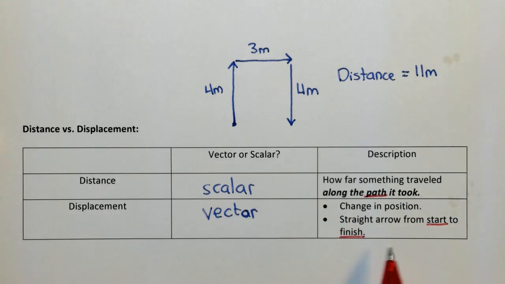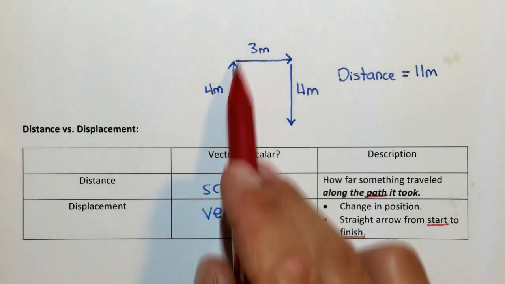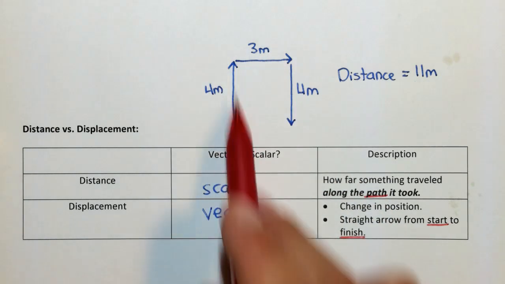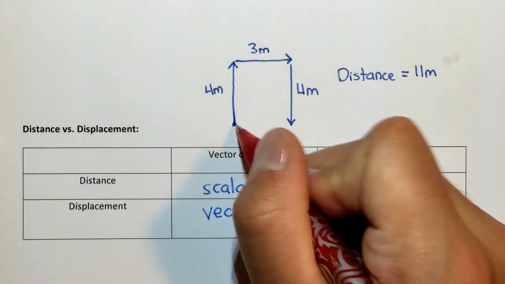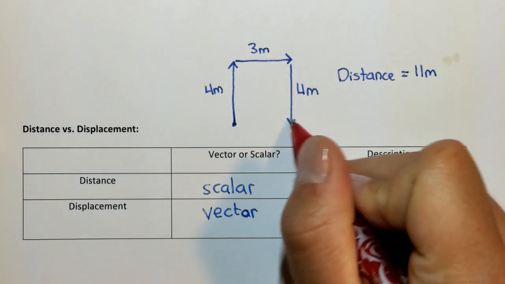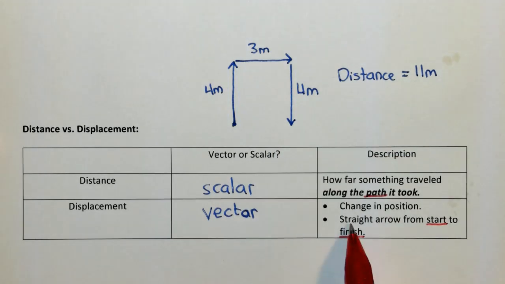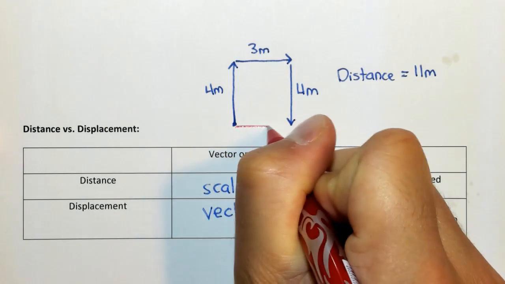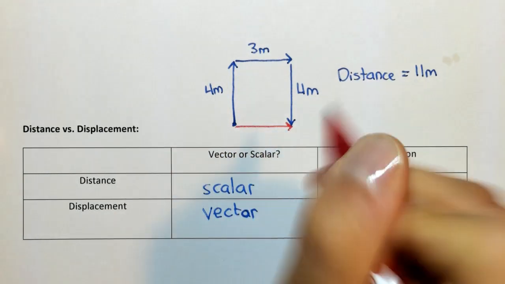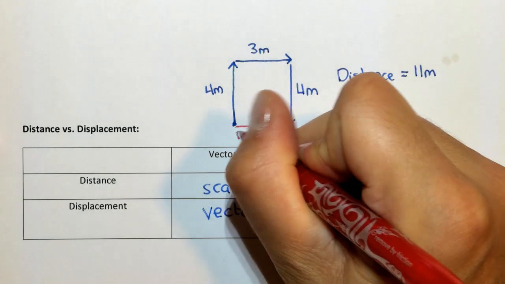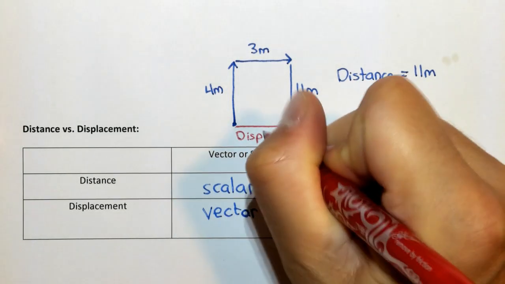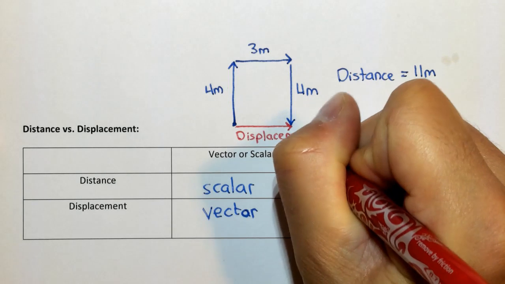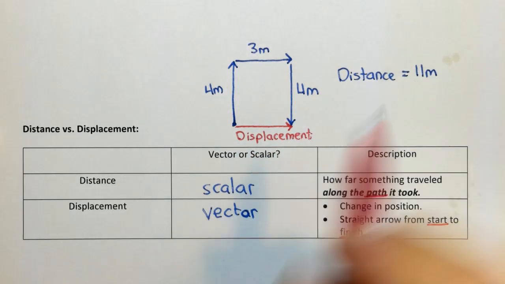So if I want to know the displacement of this object, I don't actually care where it went. I don't care about this path. I just care about where it started and where it finished. And I want to draw a straight arrow from start to finish. So a straight arrow from start to finish looks like this. That would be my displacement. So that's how I would draw it.